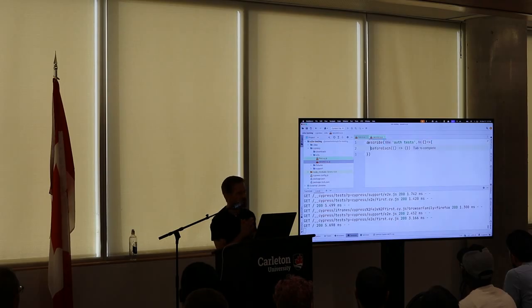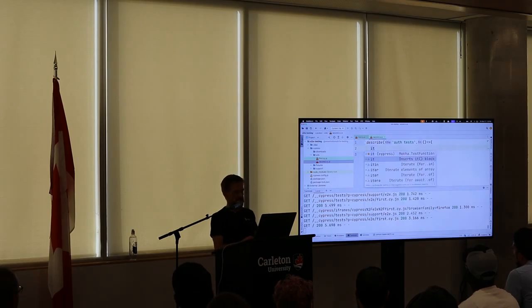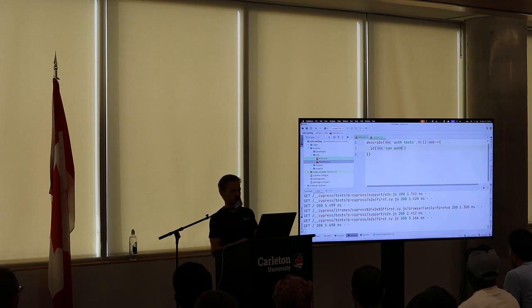And then we have to do what? After describe, we have to visit. Before the visit, before the get, we have to do an it. We have to describe a test, right? So I'm going to say it. Let's say it can auth. And, all right. So then we have another callback.